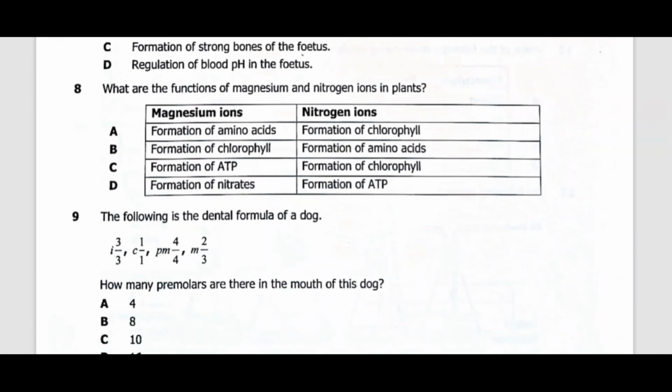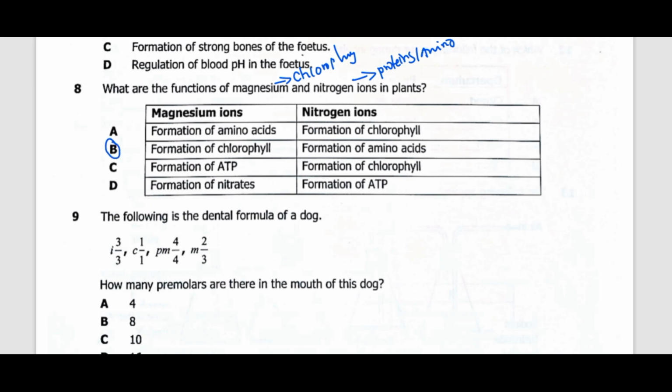What are the functions of magnesium and nitrogen ions in plants? Magnesium is for the formation of chlorophyll. Then we know that for nitrogen, we are looking at formation of proteins. If not proteins, then we can use amino acids. From the multiple choices, A, formation of amino acid, no. B, formation of chlorophyll, formation of amino acids. So this is our answer.